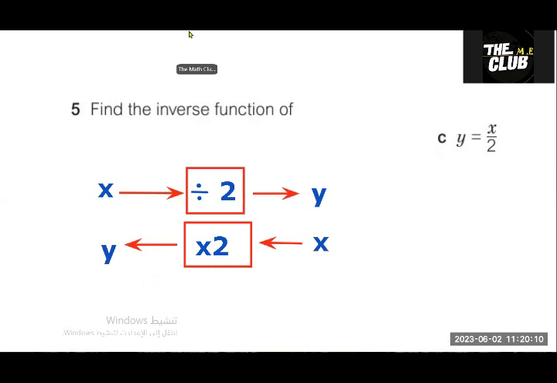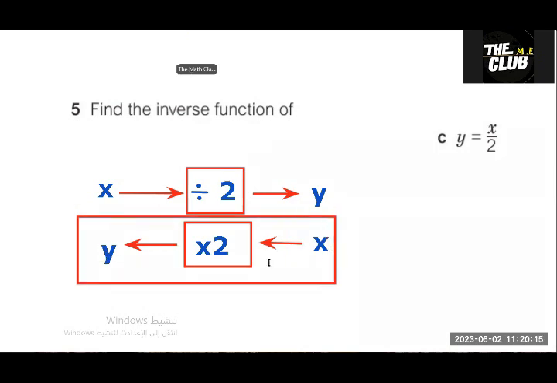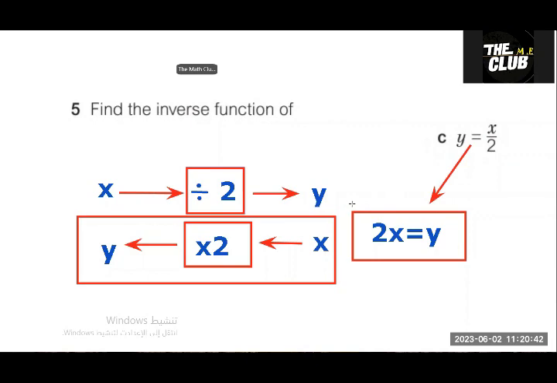Now, after finishing the inverse function, you have to take it and write it as an equation. To write the inverse function as an equation, you always start with the X and then follow the arrow or follow the steps. What's happening to the X here? Very good. Multiplied by 2. That means I'm going to put 2 at the beginning. So it's going to be 2x. And then it will give me y. It means equal y. And this is the inverse function of question C. So always follow the steps. You'll get the correct answer. Now, let's move on to question D.